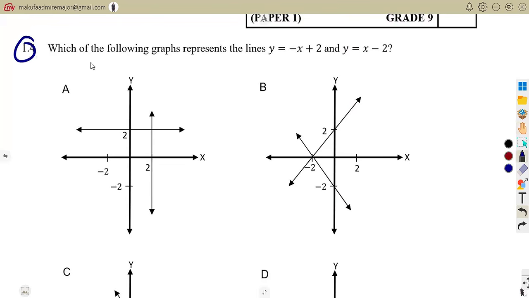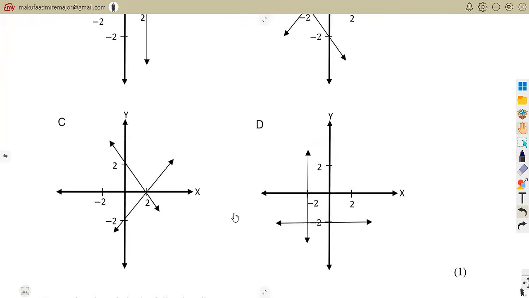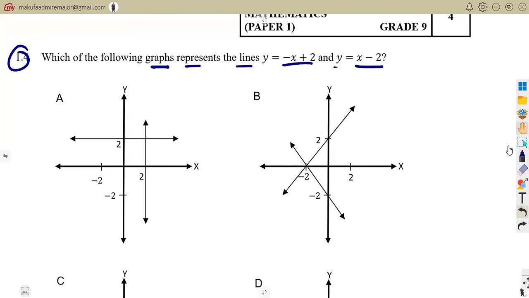On 1.4, you're given which of the following graphs represent the lines y is equal to minus x plus 2, y is equal to x minus 2. So if we are to consider these graphs, they're already drawn for us. In order for us to know the exact answer, it is best for us to determine the x-intercept and the y-intercept, because we can see those are the ones that are being presented. So by knowing our x-intercept and the y-intercept, we can tell which of these graphs are given.